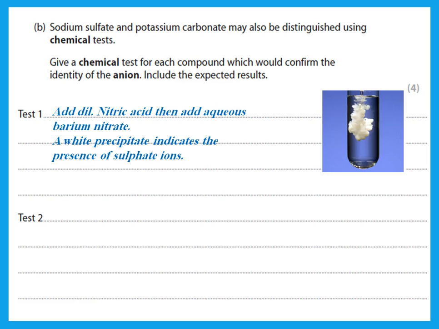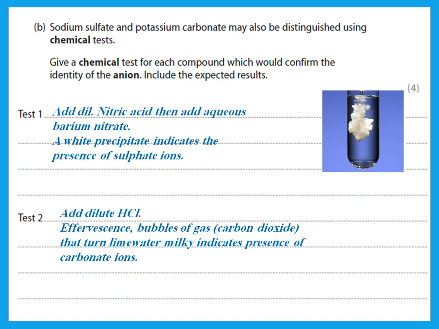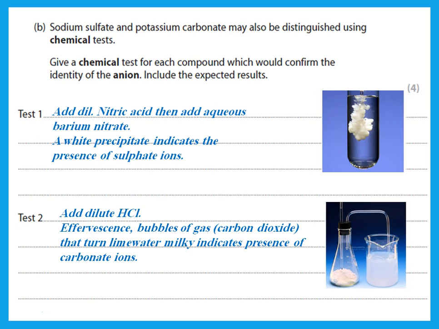Now, what was the test for carbonate? The test for carbonate was add an acid. So specify an acid, dilute HCl, for example. You should get effervescence or bubbles of carbon dioxide gas that turn lime water milky. That would indicate the presence of carbonate ions.